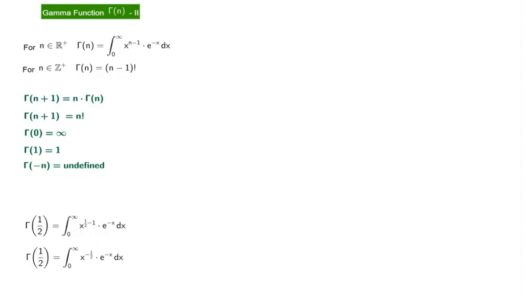Now we use the substitution method. Let x is equal to t square, which implies dx is equal to 2t dt. Now x to the power of minus half, which is what we have here, is equal to t square to the power of minus half, which means it is equal to t to the power of minus 1. Taking care of the limits, as x goes to 0, t goes to 0. As x goes to infinity, t goes to infinity.